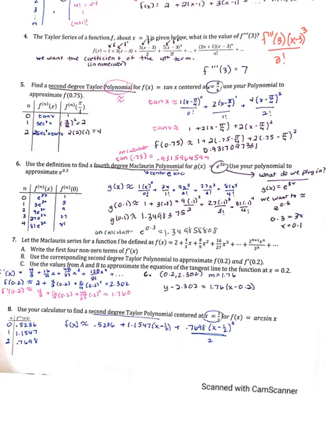Okay, let's look at number 4. The Taylor series of a function about x equals 3 is given below. What is the value of the third derivative f, or f triple prime of 3?